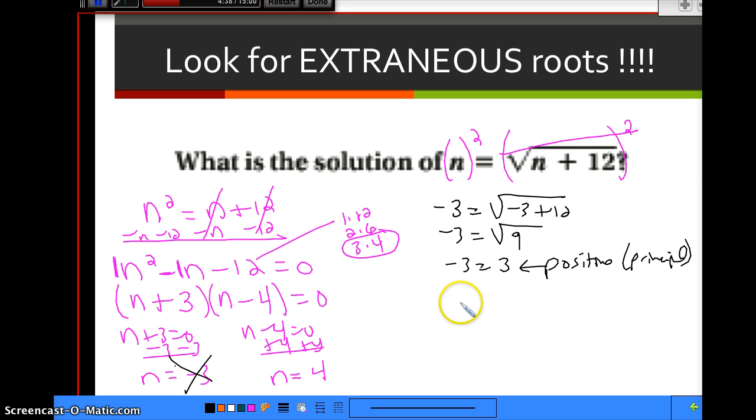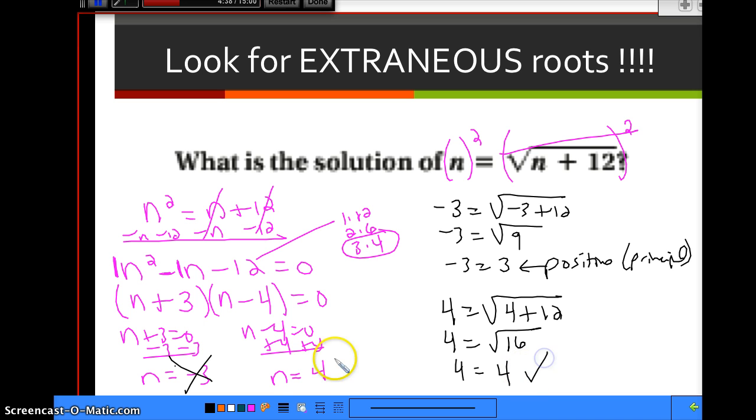Check number 2, let's put in 4. We get 4 plus 12. 4 plus 12 is 16. When you take the square root of 16, because it's in the equation, you're going to take the positive, the principal root, which would be the positive square root of 16, which would be 4, and that one checks. So there is an extraneous root. It's the -3. So be careful.